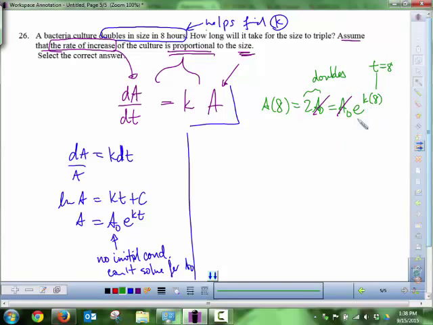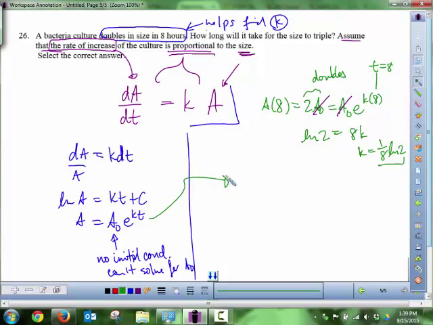And so we solve for k. We'll take the ln of both sides and then divide by 8. Then we get whatever we get there, and we'll put that back into the original equation, or into the equation that we found.